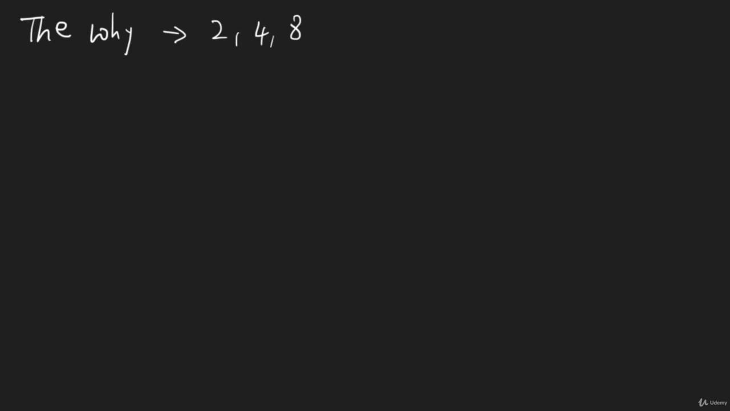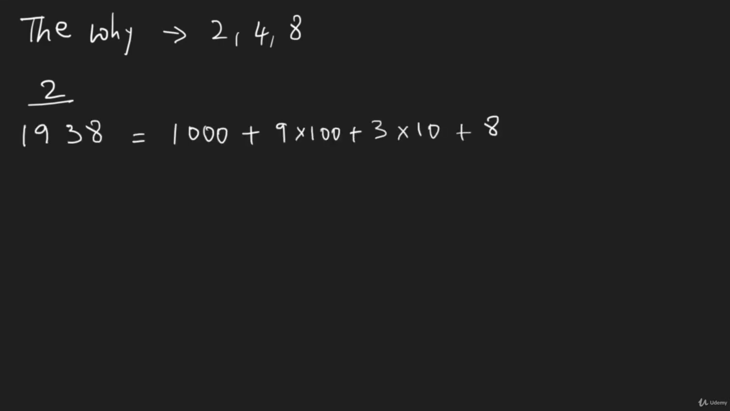Let's analyze the reason behind the divisibility rule for 2, 4 and 8 which we just learned. Let's start with 2. Alright, say I have a number 1938. I can write its expanded form as 1000 plus 9 into its place value, that's 100, plus 3 into 10 plus 1 into 8, or just 8, right? So this is the expanded form of 1938.